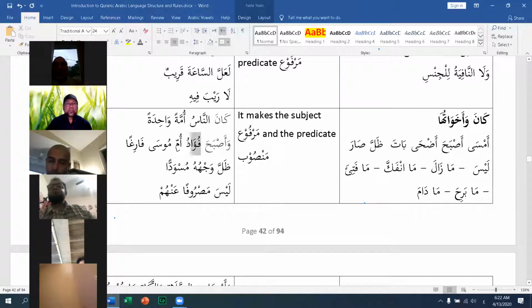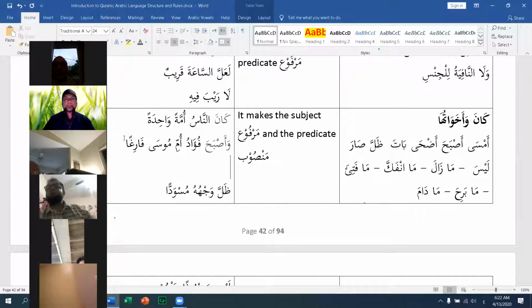فؤاد أم موسى is the مبتدا, it remains مرفوع, that's the ضمة here. And فارغا is the khabar. It becomes mansub. Let me give you a simpler example. I'll go ahead and write a simple example here for you.